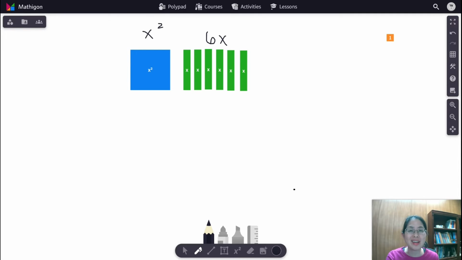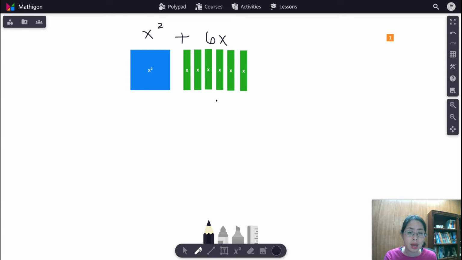All right, we're going to go ahead and take a look at how to complete the square today. So right now we have x squared, which is this blue square, and then we have 6x's, which are all green rectangles. So what does it mean to complete the square? Well, we're going to look at models and how that helps us to understand what it means to complete the square. So if we put these together, that's basically the same thing as saying x squared plus 6x to get the total.